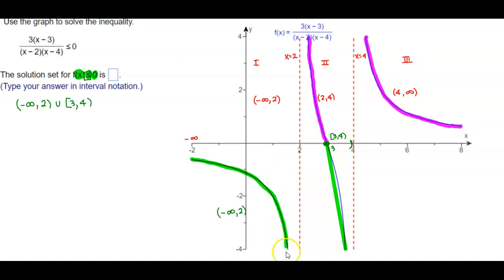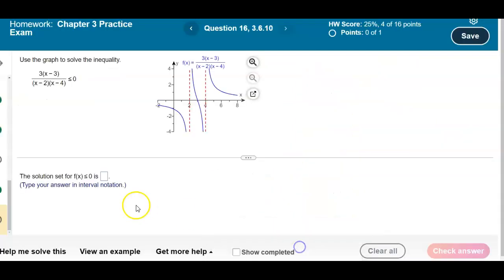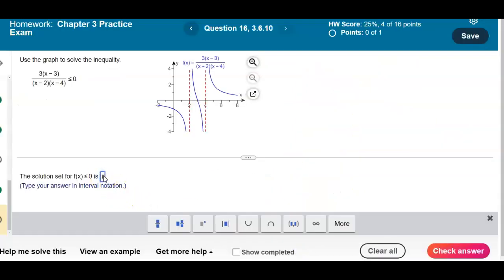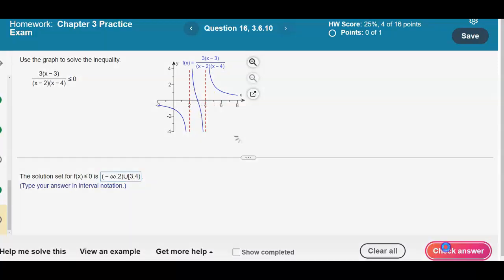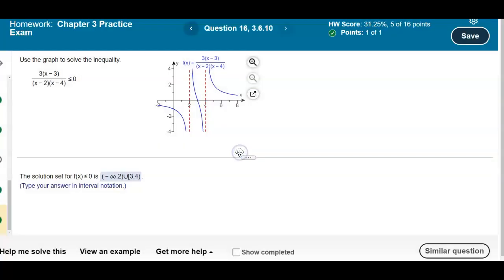So let's go ahead and put that result in there. We have parenthesis negative infinity, comma 2 with the parenthesis, union, and again we're including the value of 3, which is the x-intercept, comma, and then we can't include 4 because that is a vertical asymptote, and that's where it's below the x-axis. Let's check our answer, and there is our result.